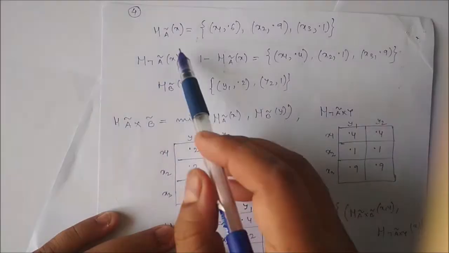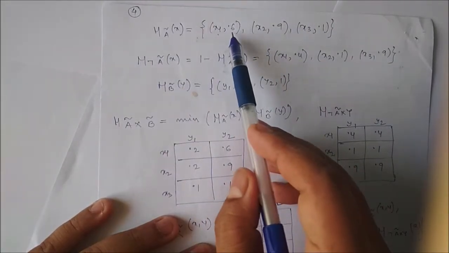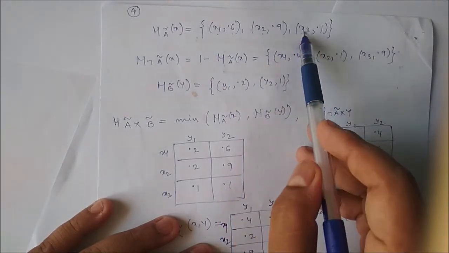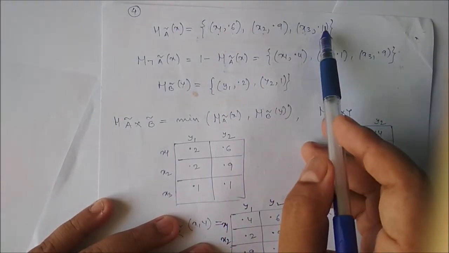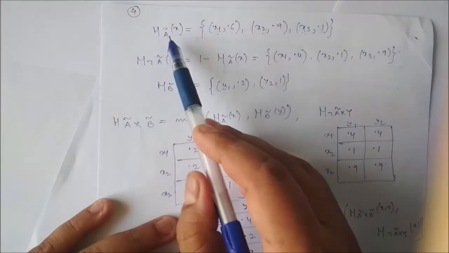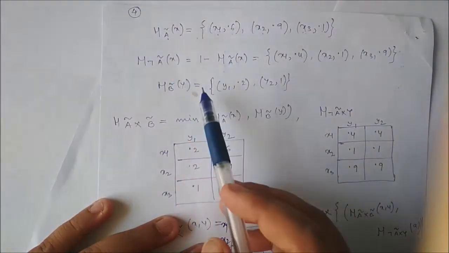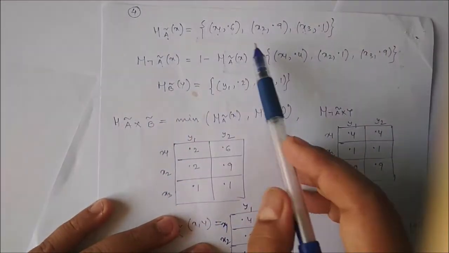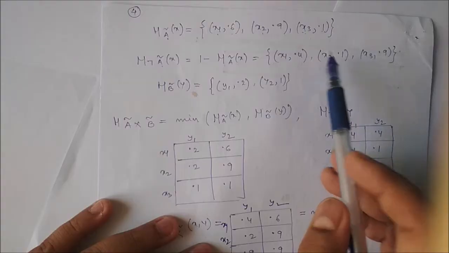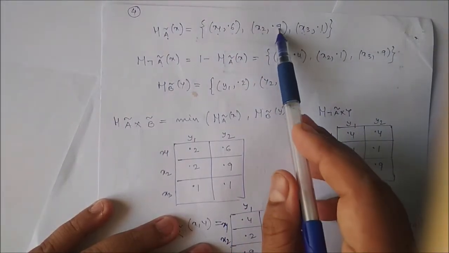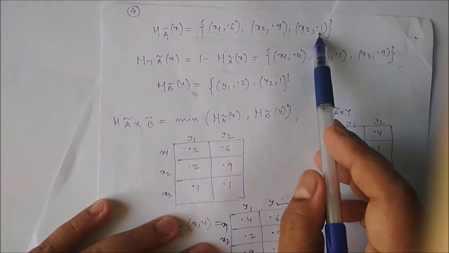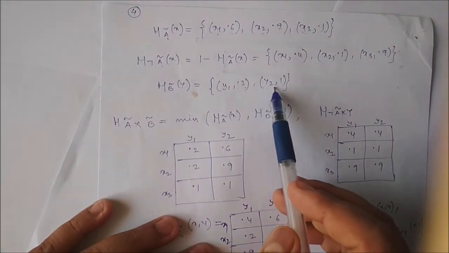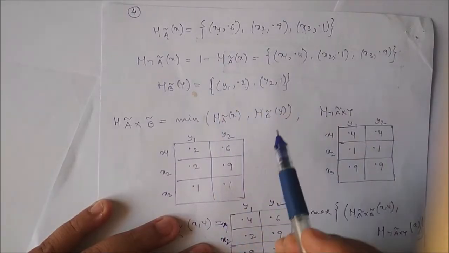Okay, so mu A of x is x1 0.6, x2 0.9, x3 0.1. So x1, x2, x3 are the generic variables, and 0.6, 0.9 and 0.1 are the membership values, and A is a fuzzy set. Similarly, the complement of A is 1 minus mu A. So for x1, x2, x3: 1 minus 0.6 is 0.4, 1 minus 0.9 is 0.1, 1 minus 0.1 is 0.9. Mu B is given: y1 with 0.2 and y2 with 1. So this information is given.